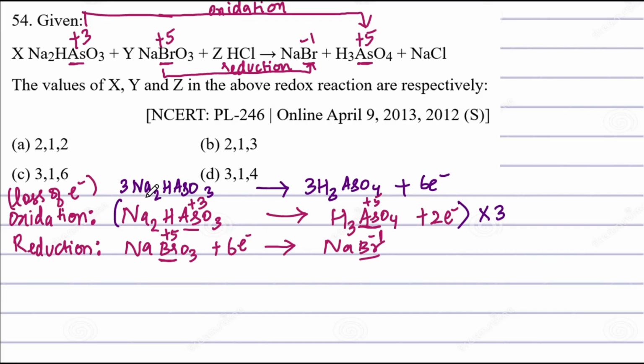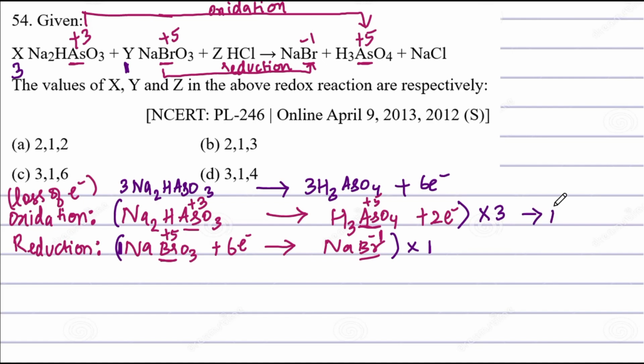So the coefficient of Na2HAsO3 is 3. Here you have the coefficient of Na2HAsO3 as x, no? So the value of x is 3. But the reduction half reaction is not multiplied by any number, which means it is multiplied by 1. So the coefficient of NaBrO3 is 1. Here you have the coefficient of NaBrO3 as y. So what is the value of y? The value of y is 1. So now you have to find the value of z. So let us write that.